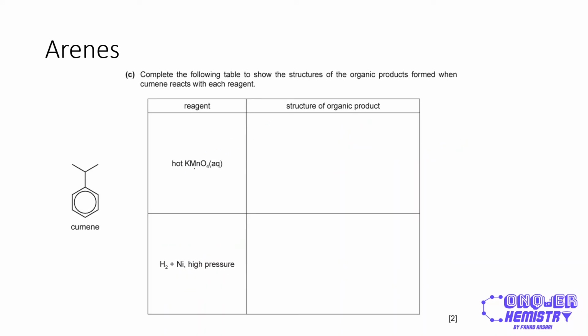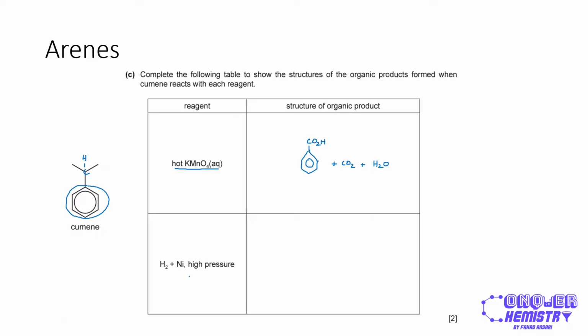So cumene can react with hot KMnO4. Now for this, what we need is the alkyl side chain has to have a carbon that's directly bonded to the benzene ring that has to have at least 1 hydrogen bonded to it. So in this case, it does. So if this condition is met, this will be completely oxidized to give you benzoic acid. The carbon atom bonded directly to the benzene ring will be converted into a carboxylic acid group, and the rest will be just converted into carbon dioxide and water.